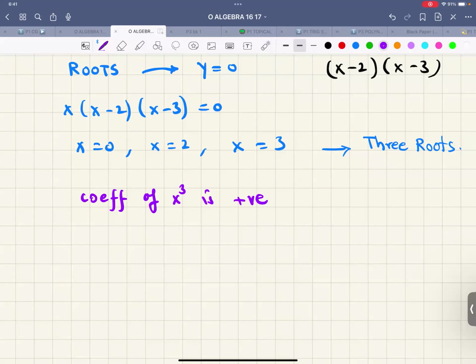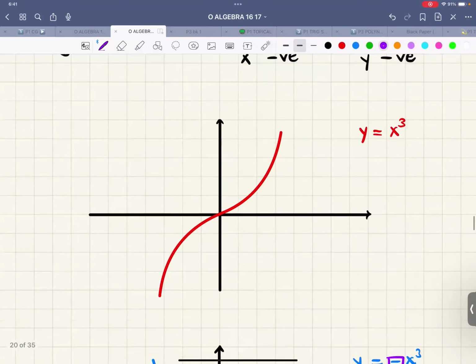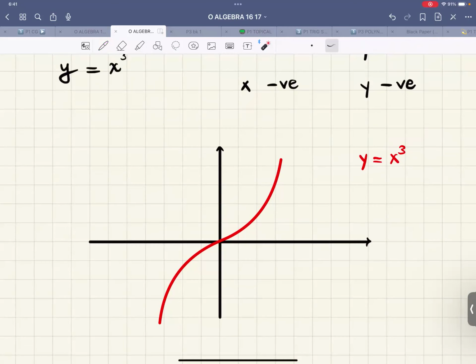Now we have the original graph. Let me take you back over here. That is the original graph of y is equals to x cubed. It starts from the top right. It goes till bottom left. So this is top right. Let me write over here.